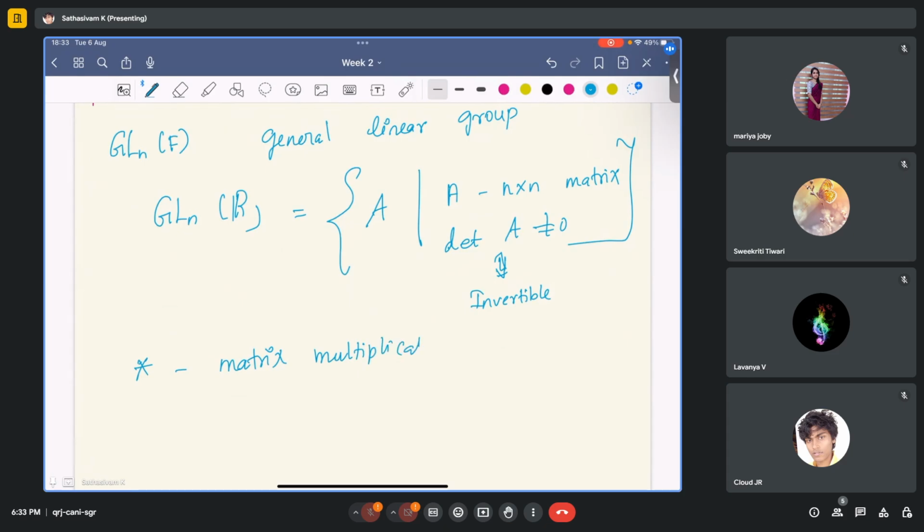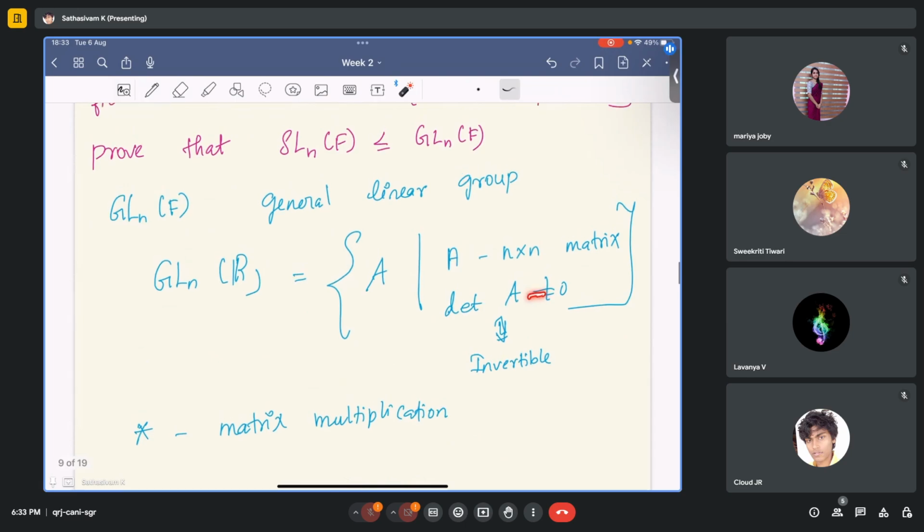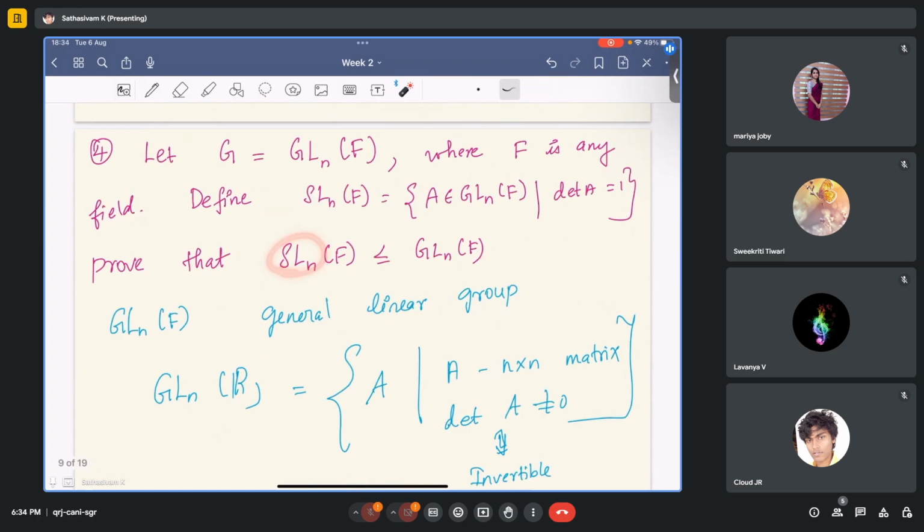Okay. So under this operation, GLN(R) is a group under matrix multiplication. So that is what we have. G is GLN(F), but here you just assume it is R. If you don't know what a field is, just assume it's R. And SLN(F) is the set of all matrices in GLN such that the determinant is exactly 1. Here the determinant is non-zero, but SLN we are calling the special linear group. So this is called a special linear group.